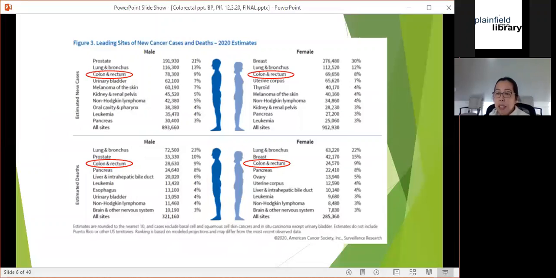This is the 2020 estimated leading sites of new cancer cases and deaths in the United States from American Cancer Society surveillance research. As we know, prostate cancer is the most common cancer in men, and breast cancer is the most common cancer in women. Colorectal cancer is the third most common cancer in both women and men. However, lung cancer is the leading cause of cancer deaths in both women and men. Colorectal cancer is the third leading cause of cancer deaths in both women and men. Next.